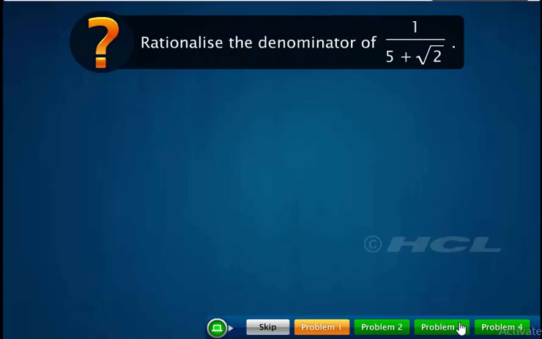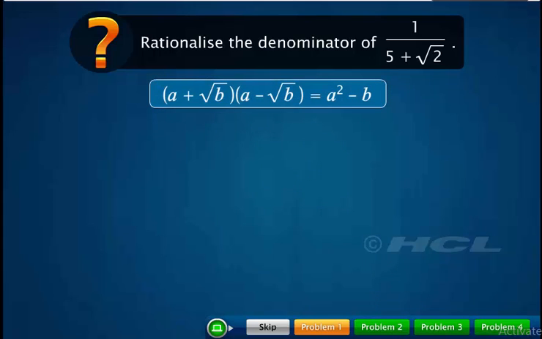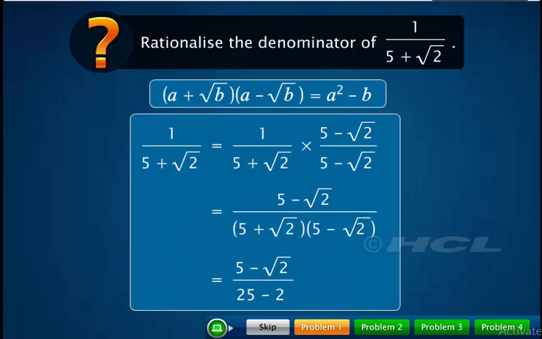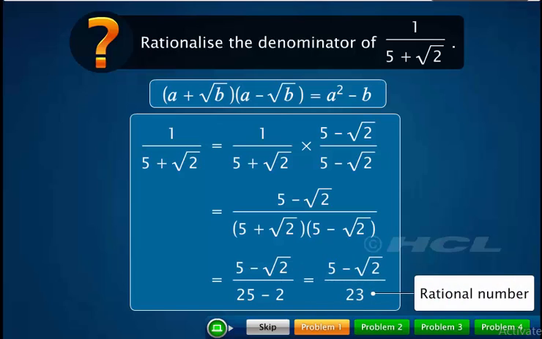Let's rationalize the denominator of 1 over 5 plus root 2. Remember the product of a plus square root of b and a minus square root of b is a rational number. Multiply the numerator and the denominator with 5 minus square root of 2 and then simplify. Thus, we get a rational number in the denominator.